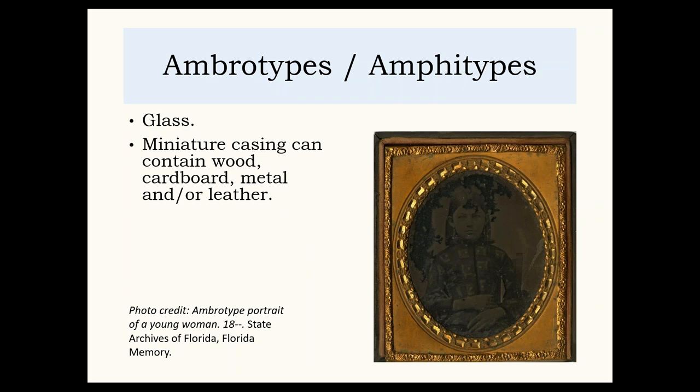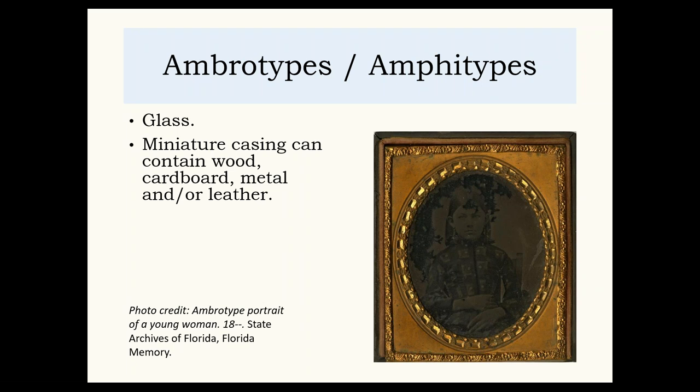But these newer ambrotypes or amphitypes, these are basically the same thing. They used a different method. It was where you have an emulsion on glass. And sometimes they will look exactly like a daguerreotype. The way to tell the difference is that the ambrotype won't be as reflective. The way they produced it would make sort of a negative image on glass, so it had to have a dark backing for you to be able to see the positive image.